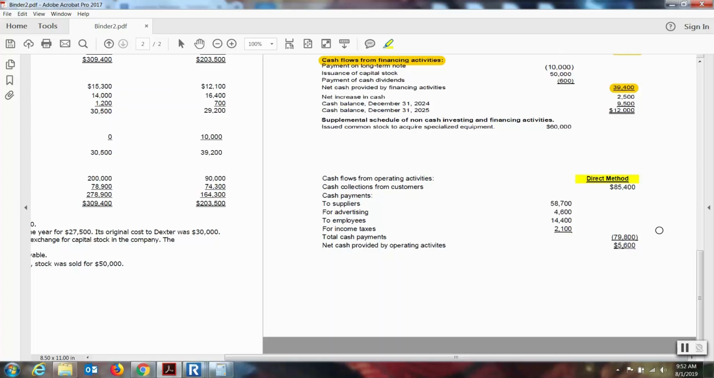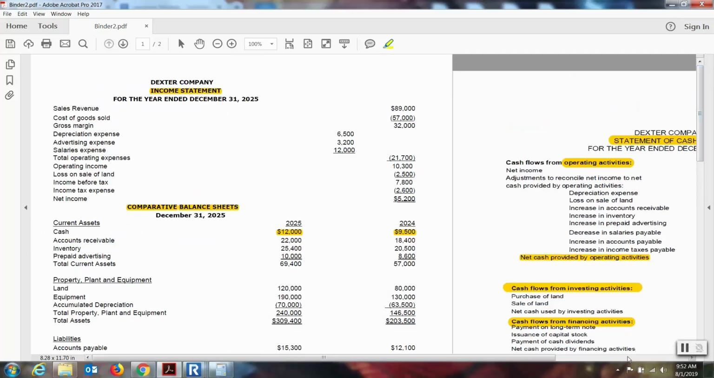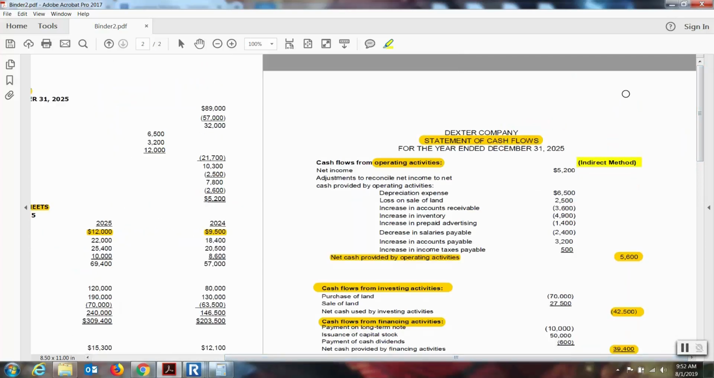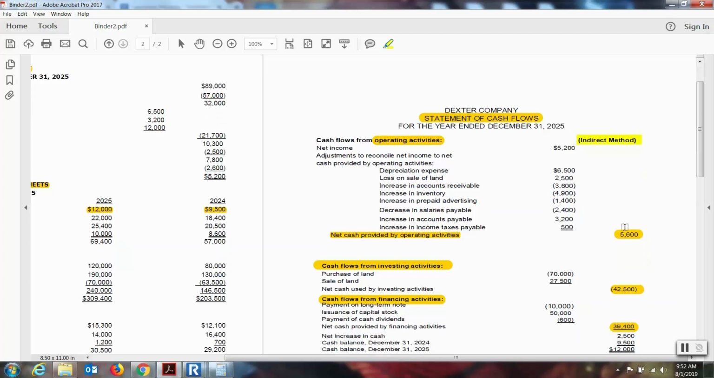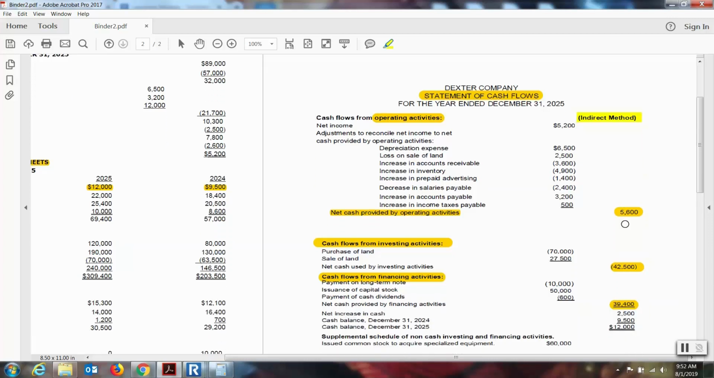This video is going to demonstrate how to prepare a statement of cash flows using the direct method. I have another video on my Accounting is Awesome YouTube channel showing how to prepare a statement of cash flows using the indirect method. Notice the only thing that changes is the operating activity section. The investing and financing sections are calculated the same way.